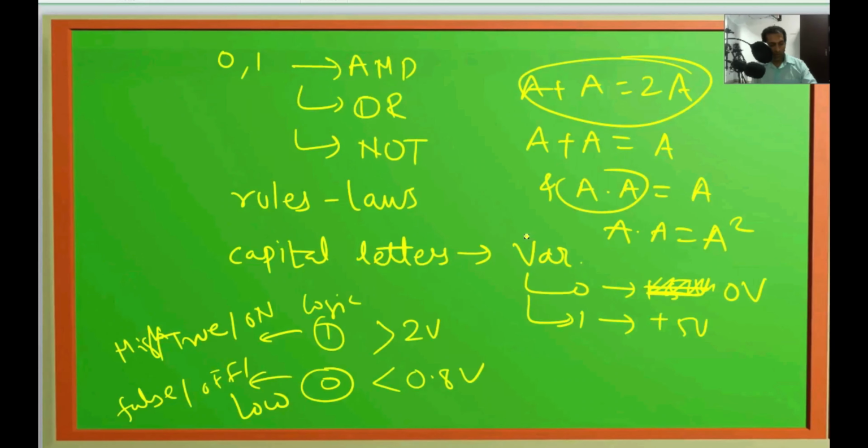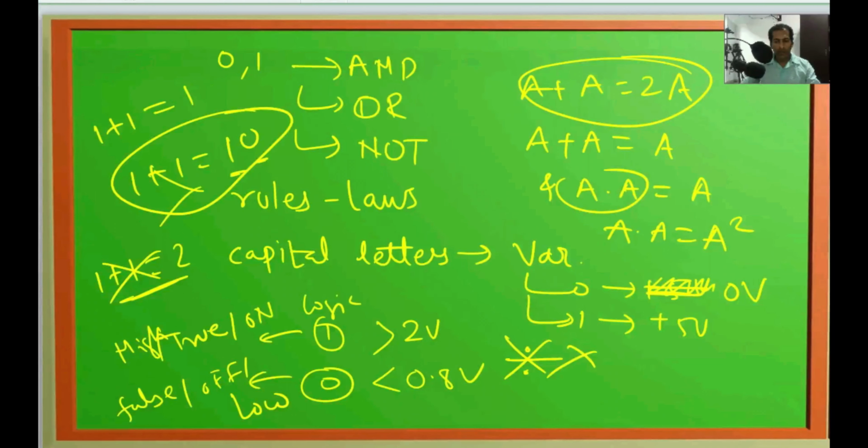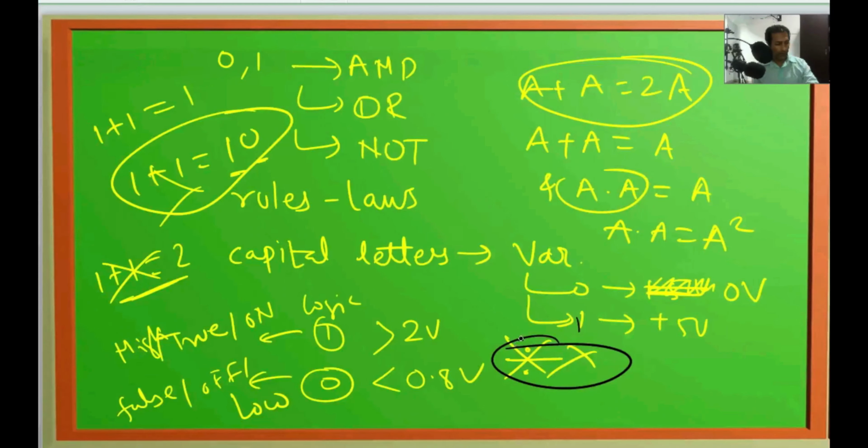In Boolean algebra 1 plus 1 equals 1, whereas in binary 1 plus 1 is equal to 10, that is 0 and carry 1. And in ordinary algebra 1 plus 1 is equal to 2. So these are not applicable in Boolean algebra. There is nothing like subtraction or division in Boolean algebra, and no multiplication like we have in our normal mathematics. These are not available.